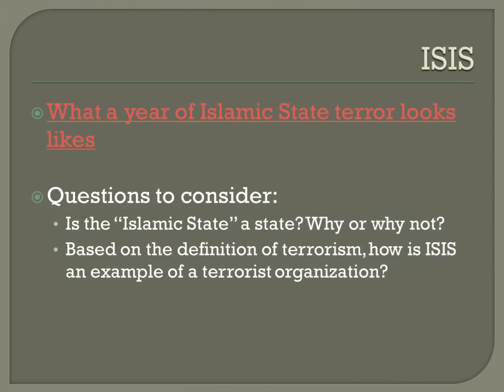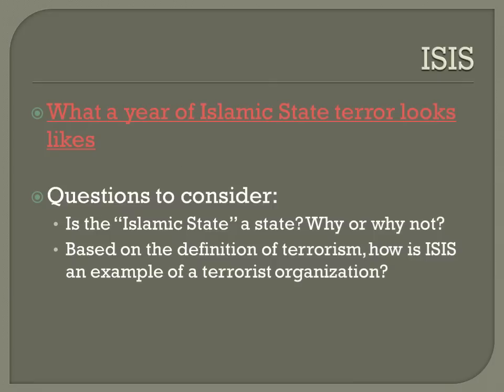One of the most well-known terrorist groups right now is ISIS. And so the last two links that I have here are about ISIS. This article is called What a Year of Islamic State Terror Looks Like, and this is an interactive map showing the expansion of ISIS throughout the Middle East. Now, to be clear, the article uses one name, and I've used another.